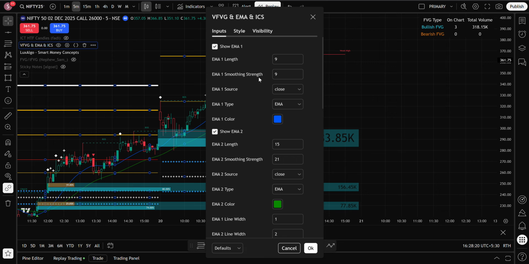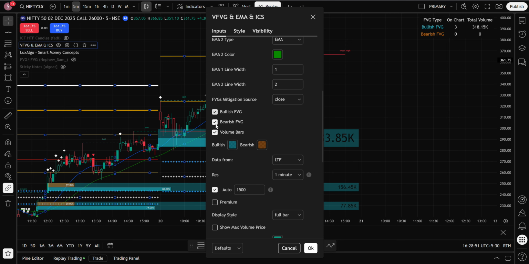TradingView doesn't support more than two indicators for the free or basic subscription. So what I did is I designed the Pine script with two, three indicators in a single pane, where you can design the values yourself, but I used 15 and a smoothing length of 21. Why do we need smoothing on the EMA? To avoid noise. EMA 1 I'm using 9 with smoothing 9, and EMA 2 length is 15 with 21.